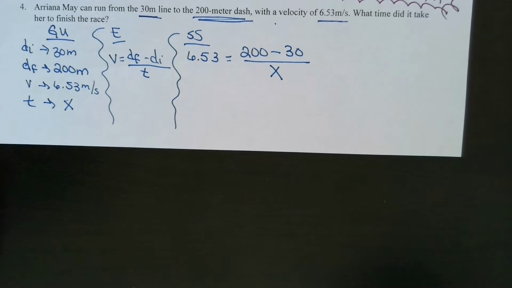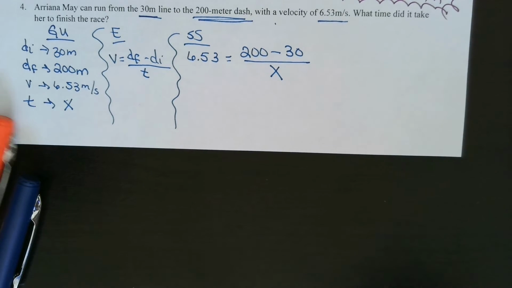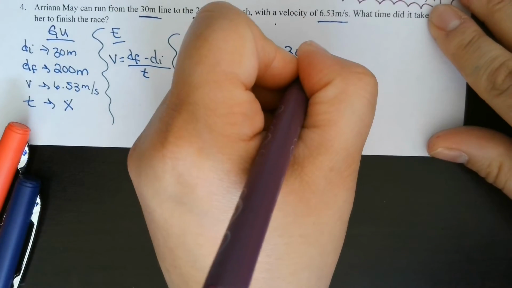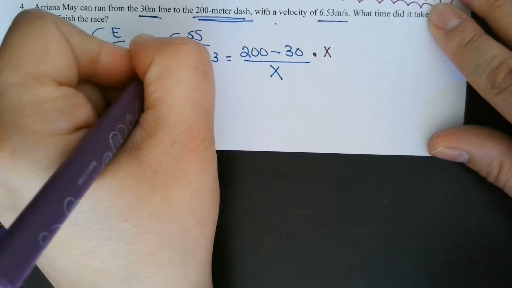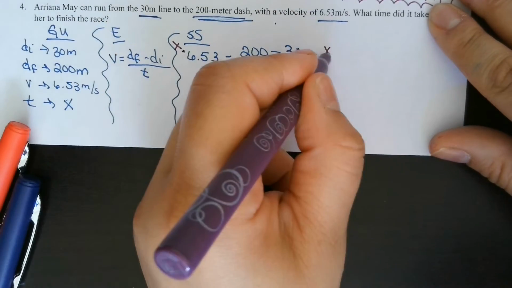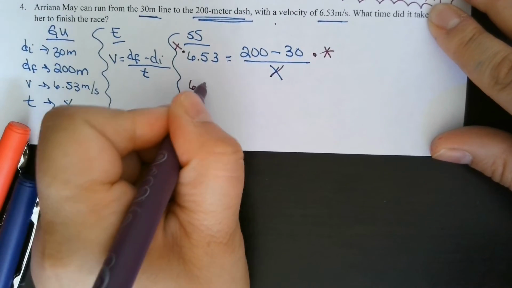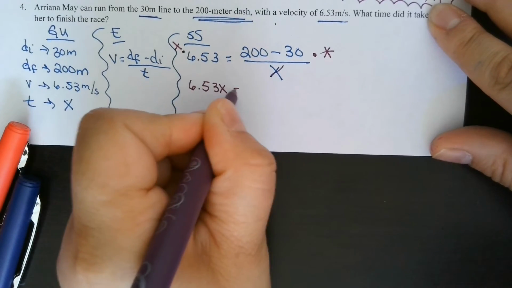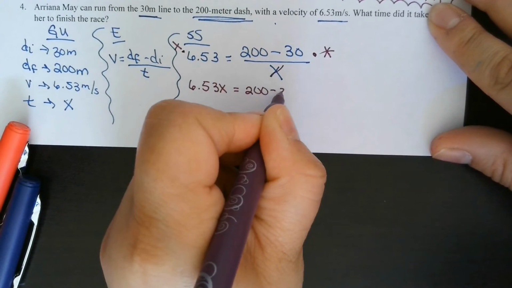First thing, I always want to get rid of anything at the bottom of the fraction first. So I want you to notice that that's a theme with all of these problems. Get rid of the fraction. That is the first thing we're going to do. So I'm going to go ahead and bring x to the top of the fraction by multiplying x to both sides. And now we're going to have, well, it's really hard to cross off x. 6.53x equals 200 minus 30.